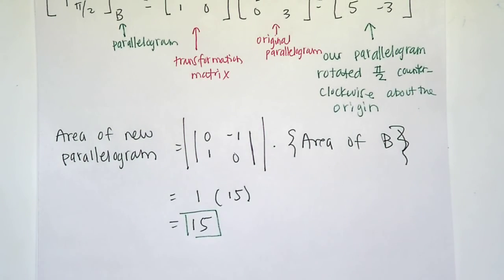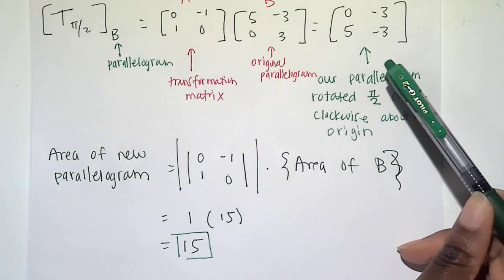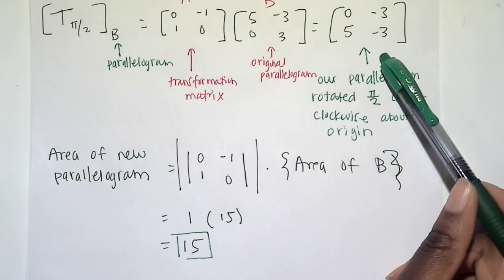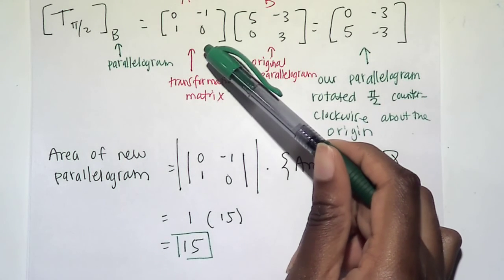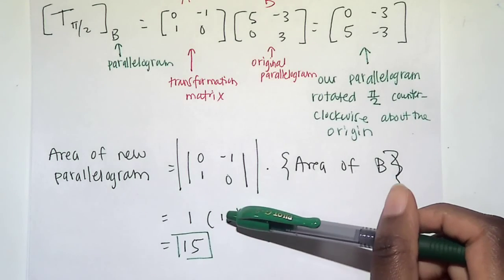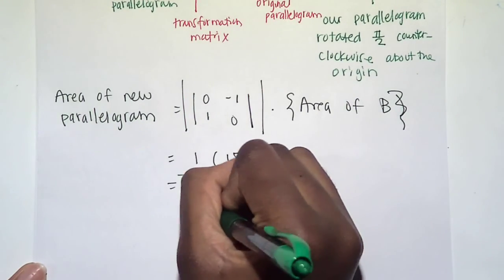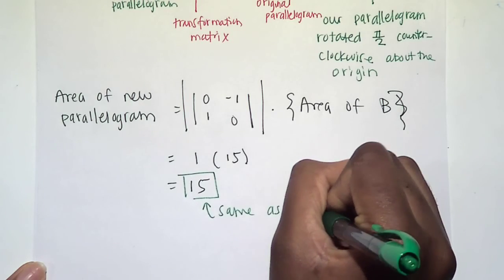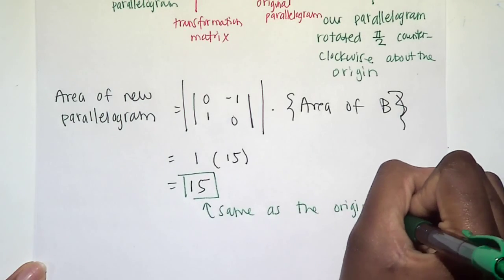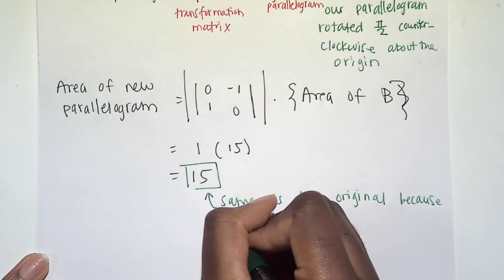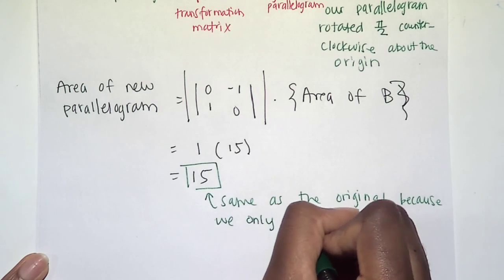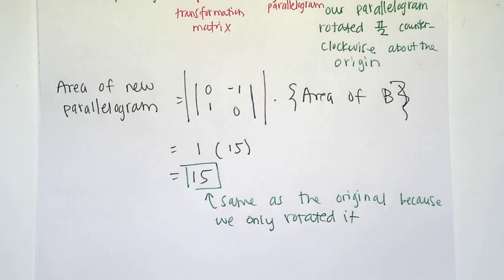Does it make sense that this new parallelogram has the same area? It should, because all we did was rotate it. We didn't stretch it, we didn't shrink it, we just turned it. All right, so if this were a different transformation that scaled it, of course our area would be different. All right, so this is the same as the original because we only rotated it. All right, so that is the end of this section.